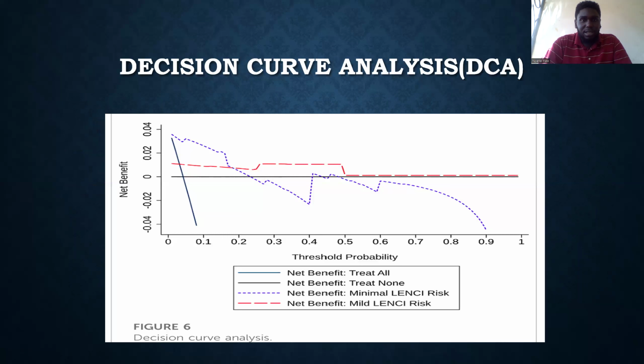And that's how it looks. Our decision curve analysis, as we have said, is simply to evaluate the model's clinical utility. So determining the net benefits here, net benefits on this side, and then the threshold probability of intervention. So you get things like this, the minimal.